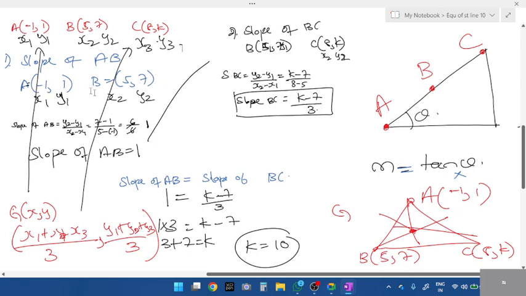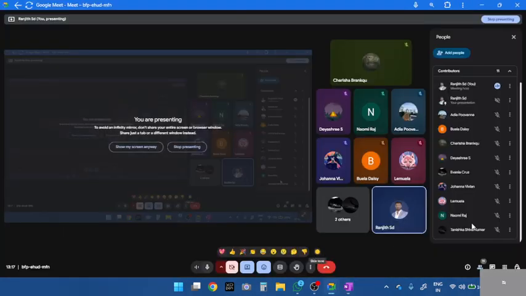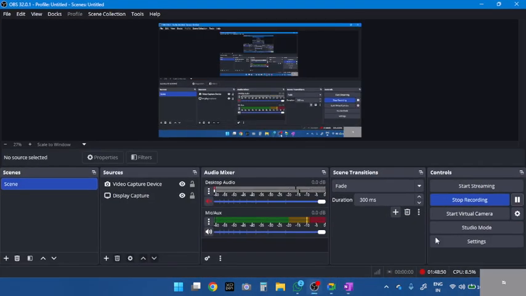Understood the difference between slope and centroid? How to use the formulas? Is it clear, all of you? Okay, that's it. We are done.